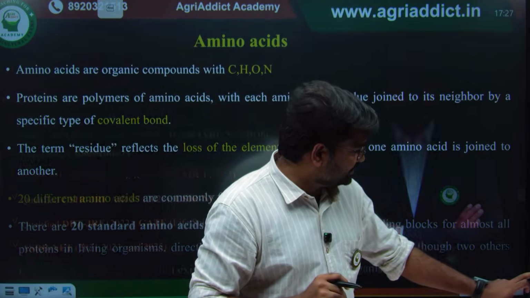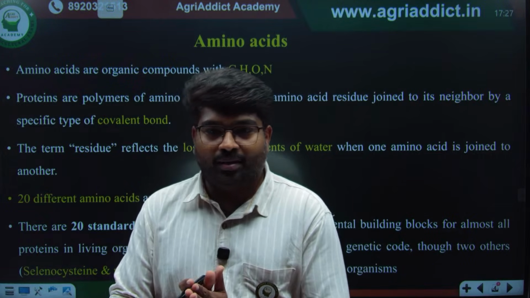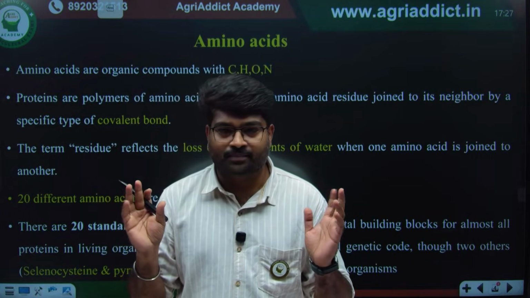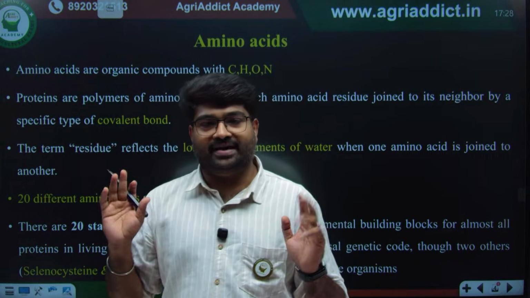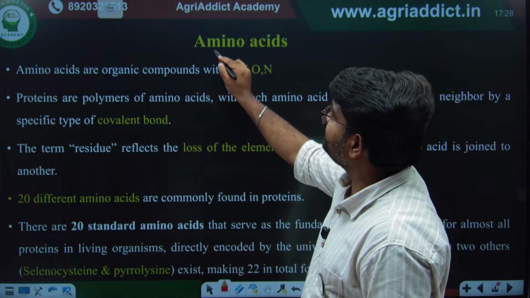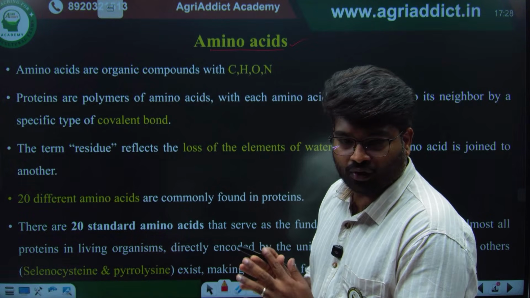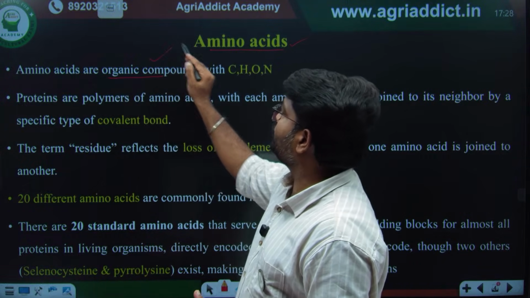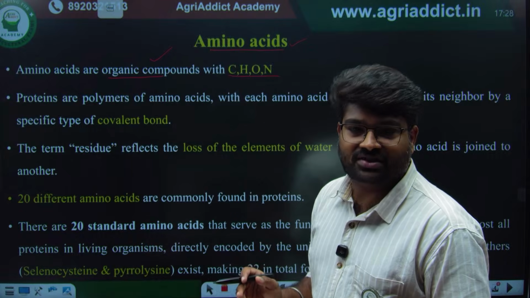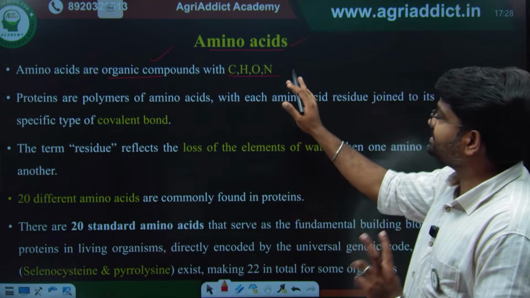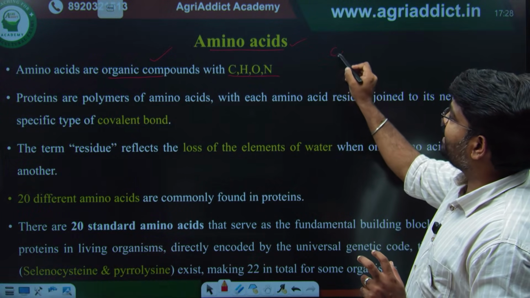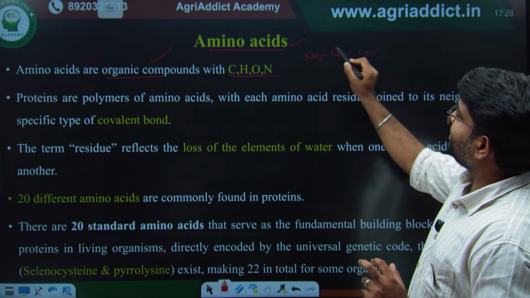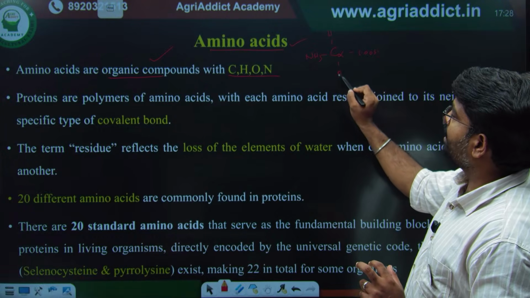First we will start with proteins. We know proteins are what? They are polymers of amino acids. This is the general definition. Proteins are polymers of amino acids. First we are going to see what is meant by amino acids. Amino acids are organic compounds with carbon, hydrogen, oxygen and nitrogen. If you see the basic structure of an amino acid, it has a C alpha carbon attached to an amino group, a carboxy group, a single hydrogen, and then an R group.